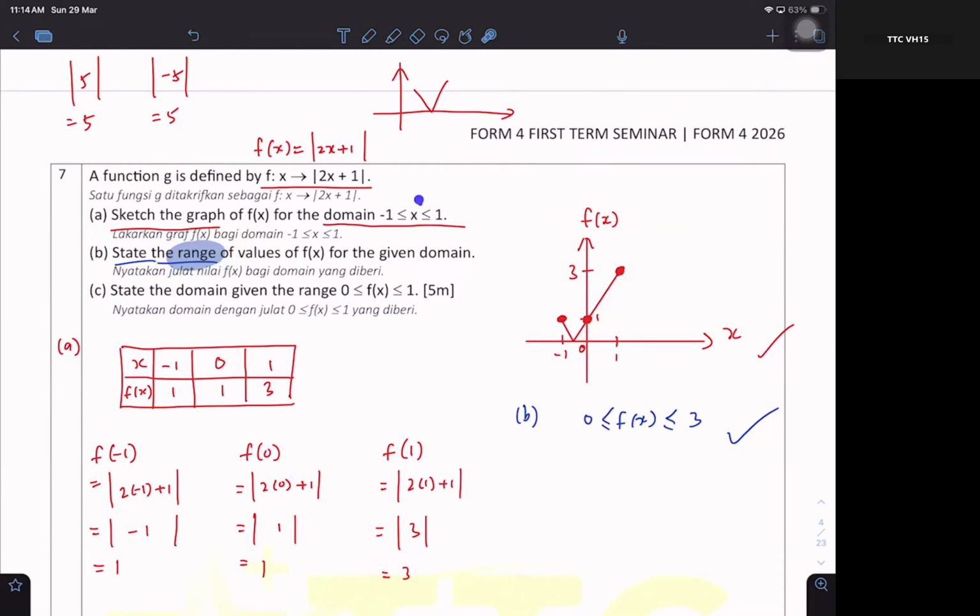The domain is between the x. Understand? Domain is between x, so you see between -1 and 1, right? Then the range is between the y, between 0 and 3. But don't write y, write f(x), because this is f(x). Okay, question C.